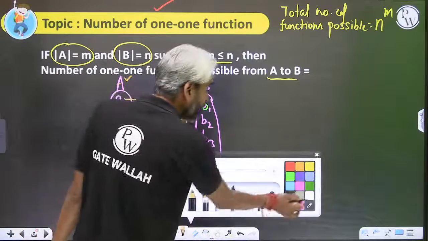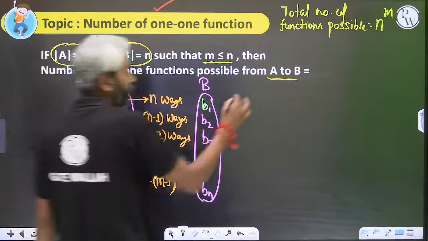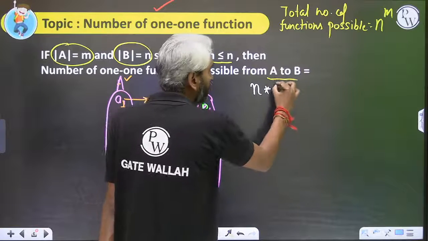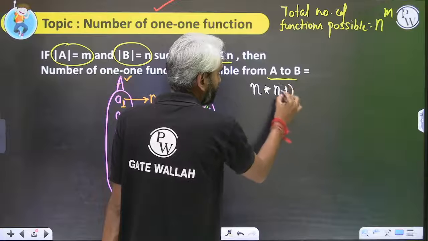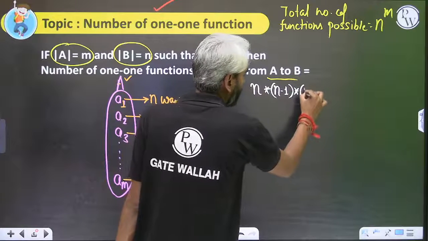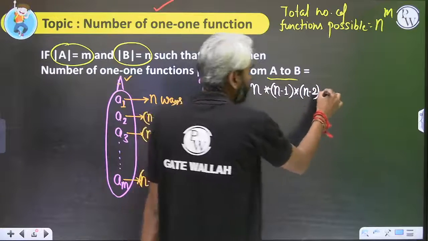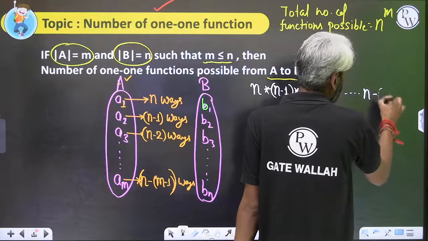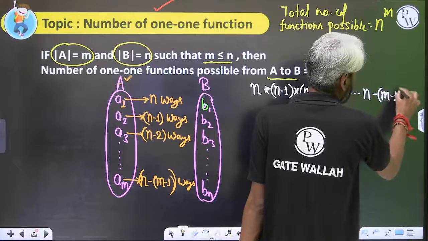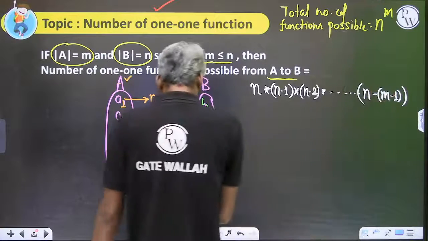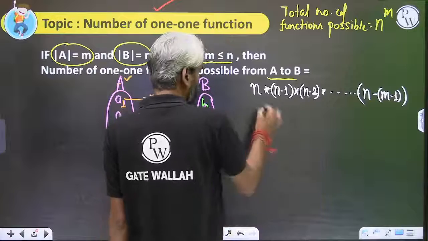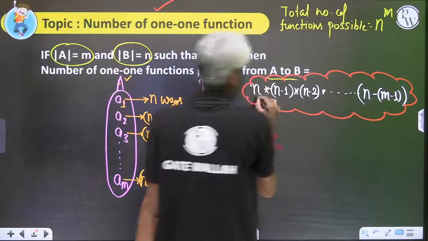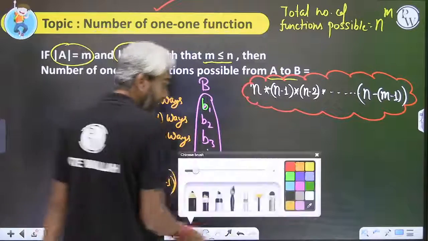So, how many functions are possible from A to B? The number of functions will be: for the first element, you will have n choices, for the second element n minus 1 choices, for the third element n minus 2 choices, and for the mth element, you will have n minus m plus 1 choices. Either you can use this concept. So these are the number of functions from set A to set B.